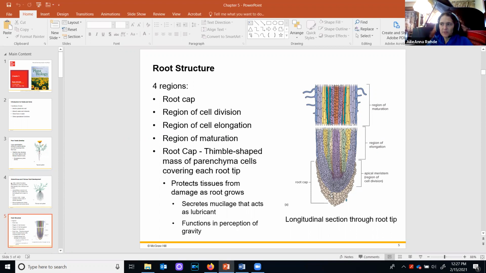But even if the soil is somewhat loose and not too hard and dry, sticking your finger down through the soil, it can be kind of abrasive on your skin. If you got a lot of sand in that soil, if you got a lot of rock in that soil, it can be kind of abrasive. So this is protecting the cells from that kind of abrasion of being pushed through the soil. It does secrete a mucilage that acts as a lubricant, and also functions in the plant's perception of gravity.